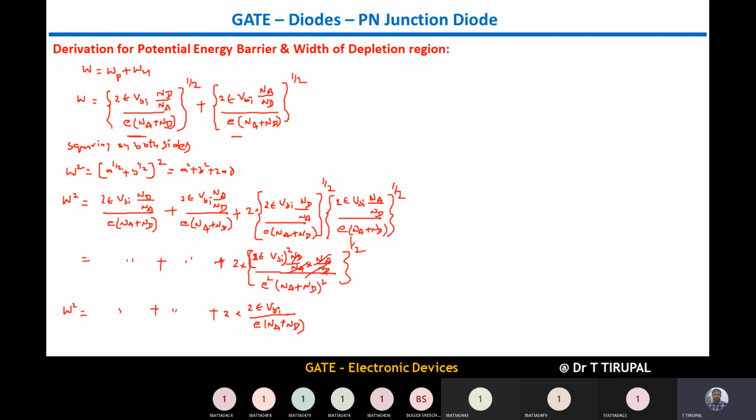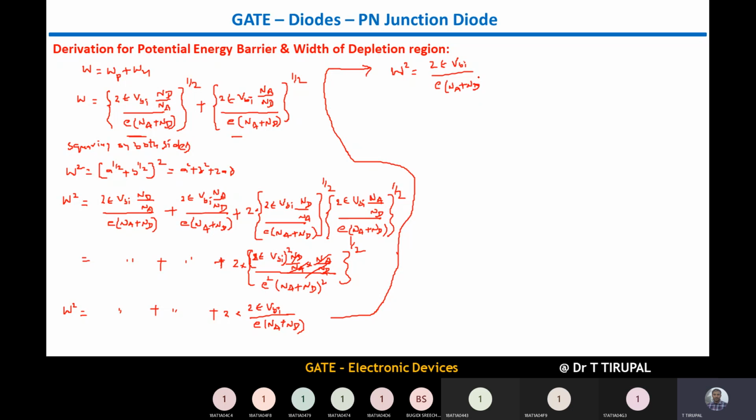E into NA plus ND. 2 epsilon VBI by E into NA plus ND. Right? Now this is the equation. From this equation, W square is equal to... what is the first term? Take out common in both first, second and third terms. 2 epsilon VBI divided by E into NA plus ND. So I am taking out 2 epsilon VBI divided by E into NA plus ND.